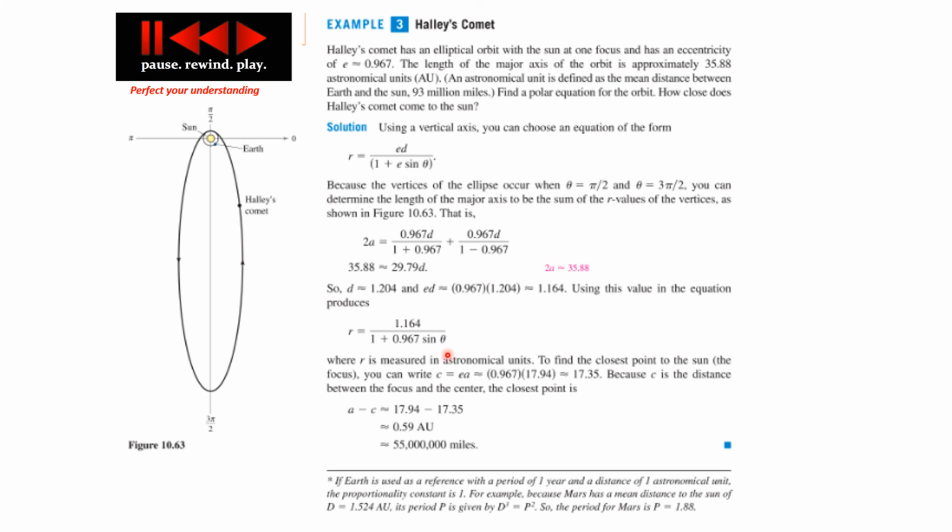This is what the denominator looks like, and so we can find the closest point to the Sun. We figure out that c is e times a, because e was c over a. So that means that c is 17.35. That means the coordinate of the Sun is 17.35. And c is the distance, so this is going to be 17.94 minus 17.35, and it's going to be this number of astronomical units, and that's this many miles. Make sure you follow some of this logic.